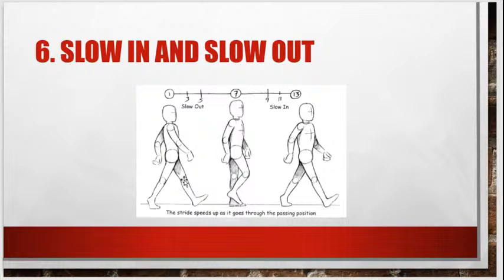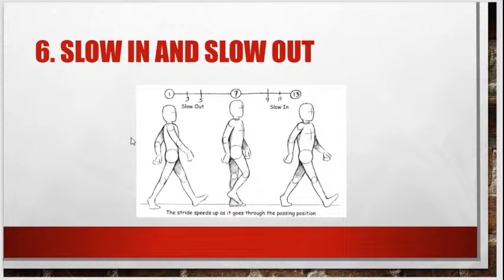Here, we have a person who is moving, but when he starts to move, he will not suddenly start to move with the same speed. He will be slow a little bit, and then he will start moving fast. Everything starts with a slow pace and then becomes faster, then becomes slow again. So slow out, you start with slow speed. Slow in, then you become faster in the middle. That's how animation also works.